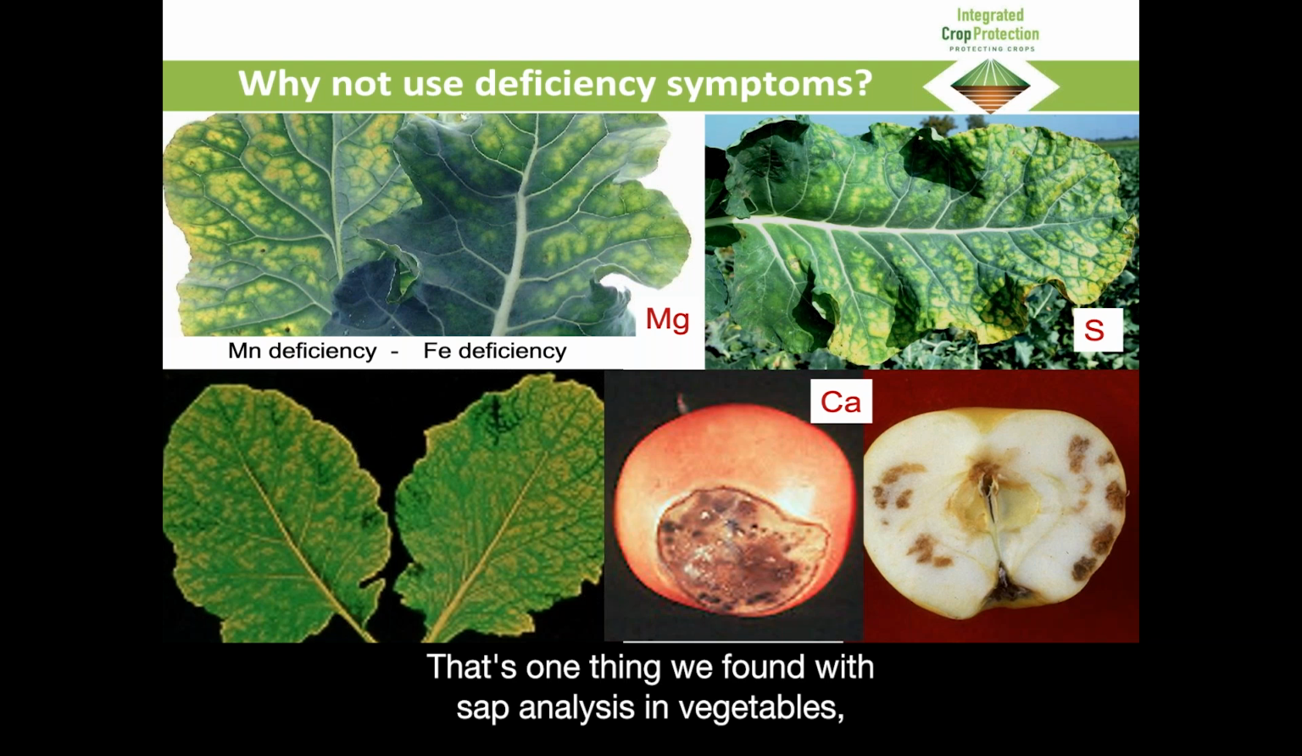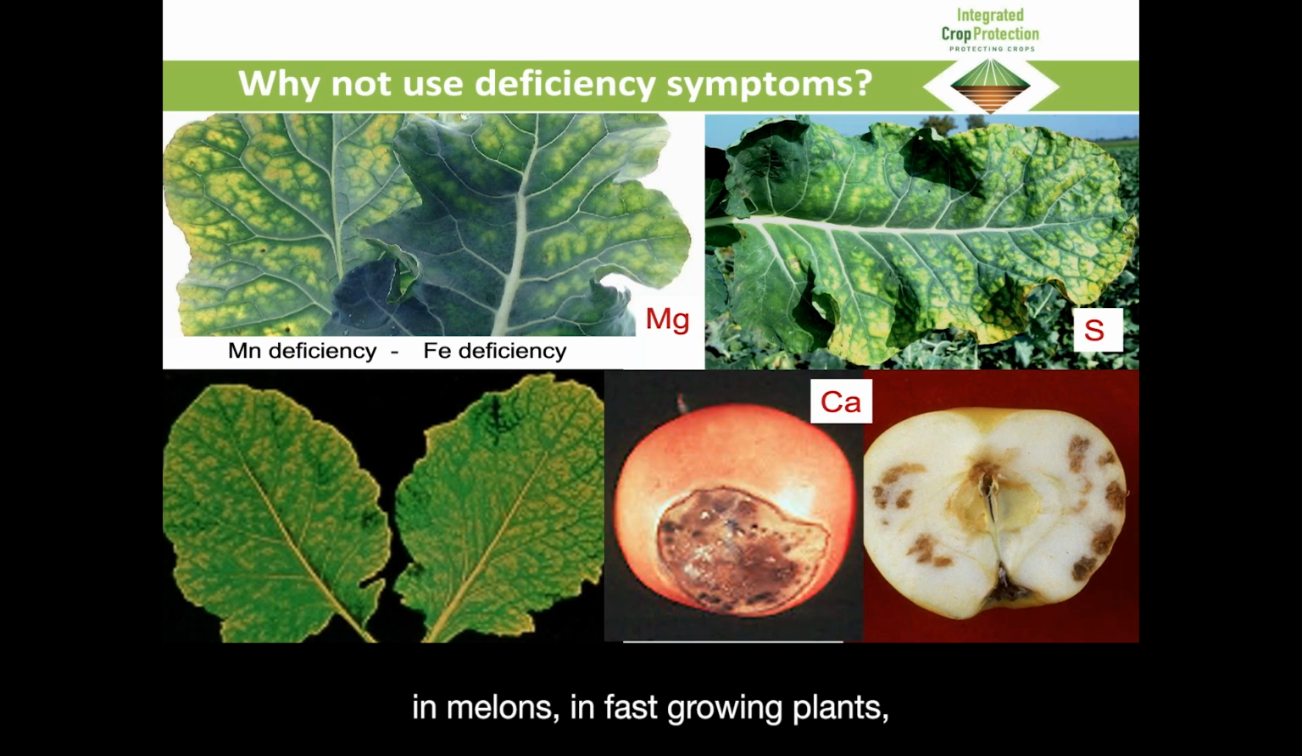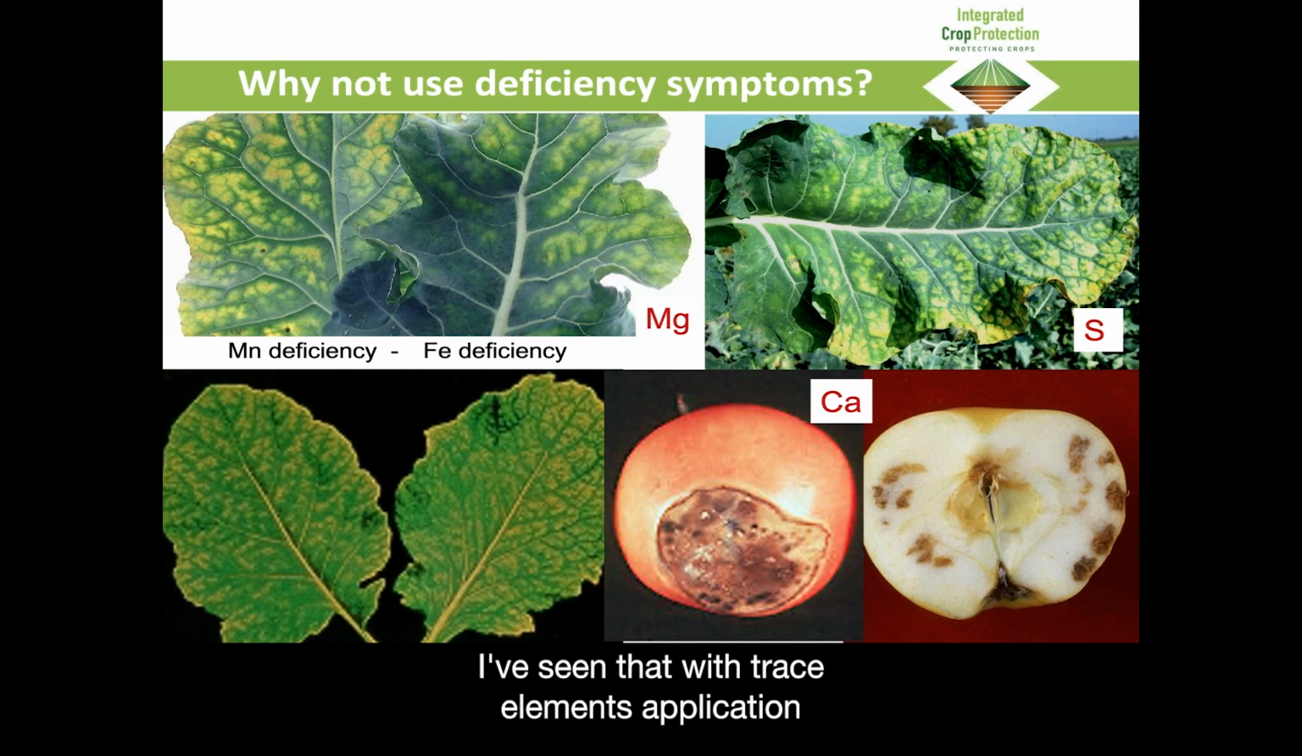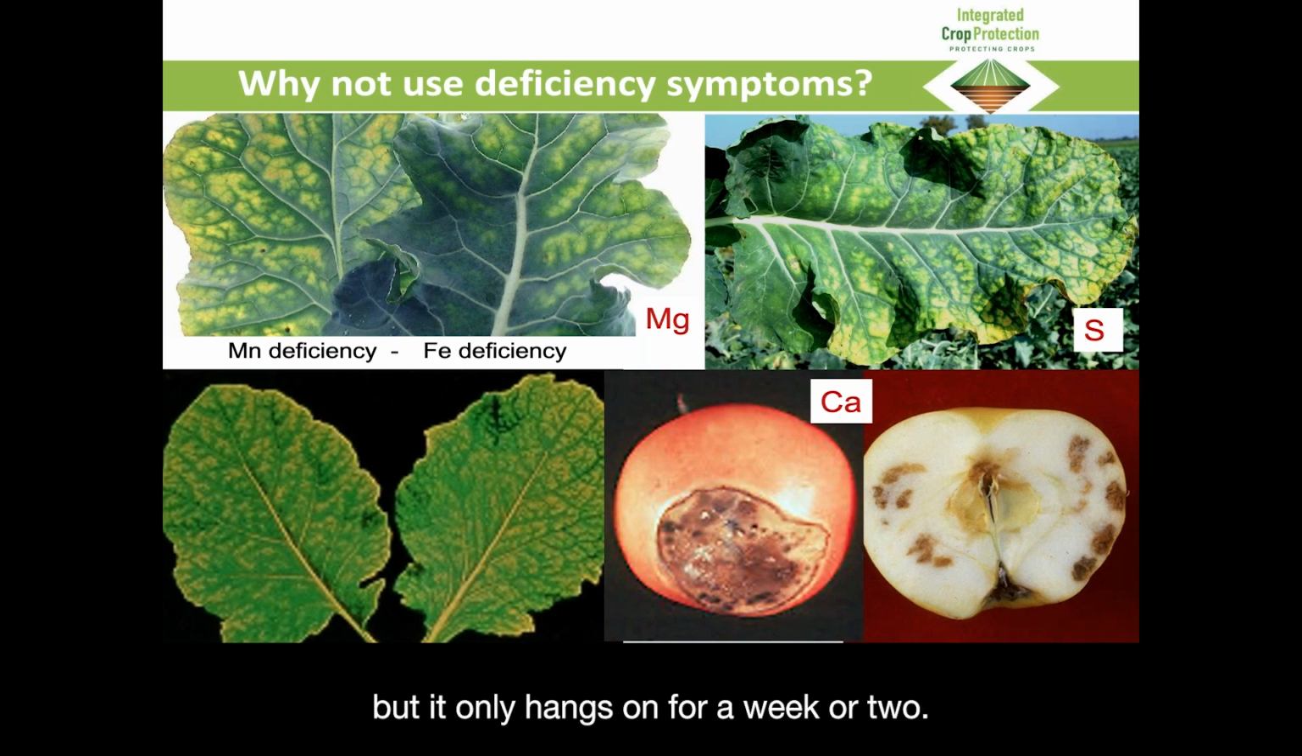That's one thing we found with sap analysis in vegetables, in melons, in fast-growing plants. Doing the analysis quite early in the season really gives you the opportunity to fix things. Later in the season, it is harder. I've seen that with trace element applications after sampling tomatoes quite late in the season. You can get a result with foliar applications, but it only hangs on for a week or two.